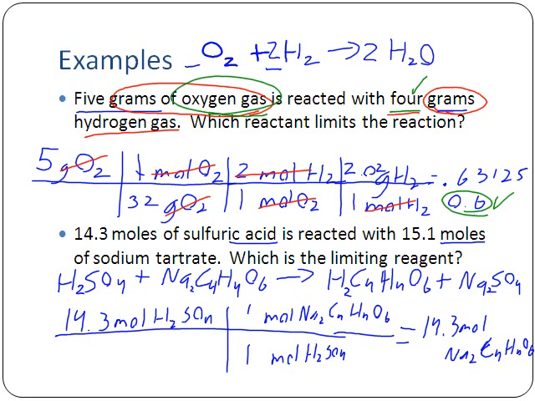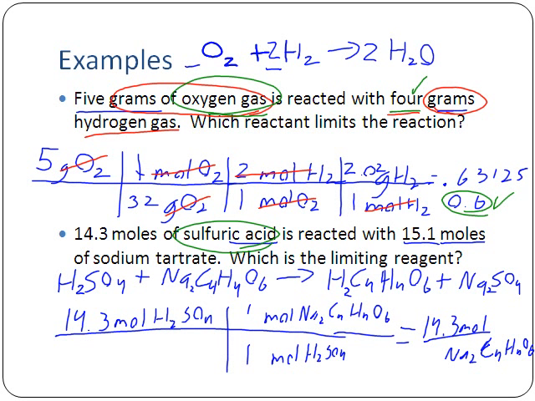So we look at this. We have 14.3 moles that we use up of the sodium tartrate. We have 15.1 moles available of sodium tartrate. That means that there is extra sodium tartrate left over. The sodium tartrate is in excess. Therefore, since the sodium tartrate is in excess, the limiting reagent must be the sulfuric acid. So sulfuric acid here is our limiting reagent. And so that is how you find limiting reagents.